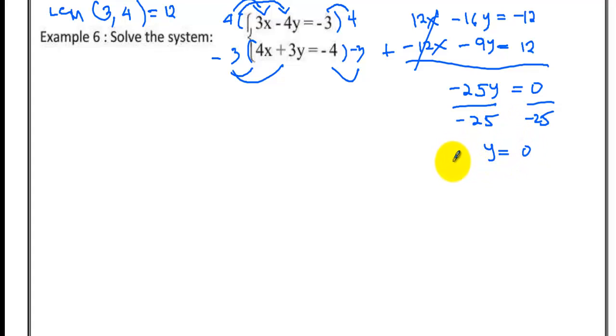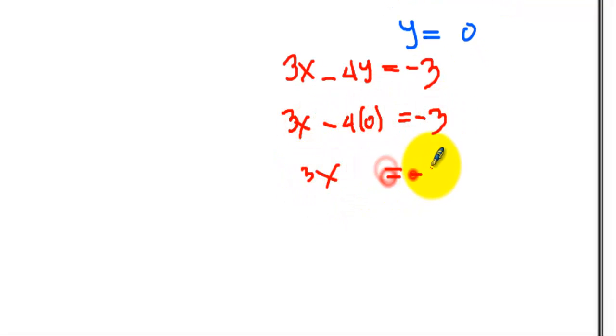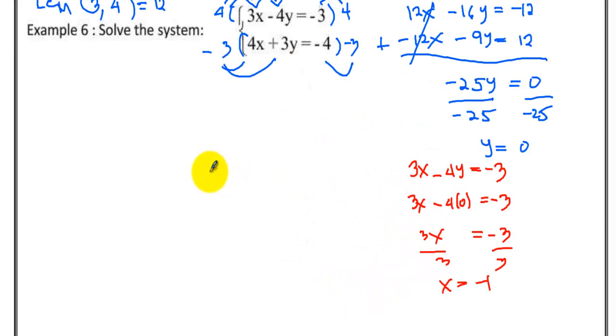Okay. Next, we can either use the first equation or the second equation to solve for x. Let's use the first equation. So 3x minus 4y equals negative 3. If y is equal to 0, we will get 3x minus 4 times 0 equals negative 3. 3x equals negative 3. Divide by 3, we'll get x equals negative 1. In this case, we will have one solution, negative 1 comma 0. And again, please don't forget to verify your answer.